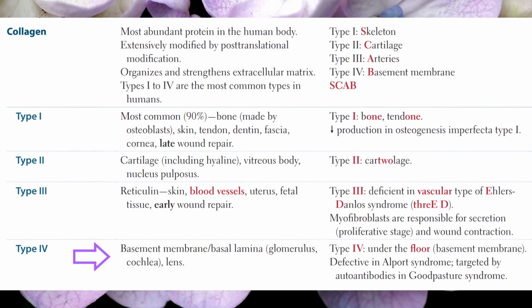Type 4 collagen. Type 4 collagen in basement membrane, basal lamina, glomerulus, cochlea, and lens. Type 4 collagen is under the floor. Basement membrane. Defective type 4 collagen in Alport syndrome, and type 4 collagen is targeted by autoantibodies in Goodpasture syndrome.